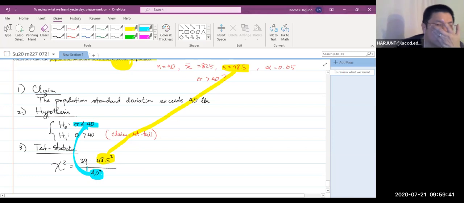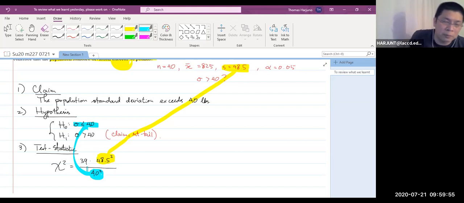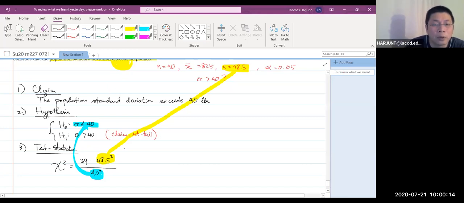The common mistake here is sometimes about do we use square terms or not? Do we square it or not? Depends on the statement though. But in these test statistic formulas, you have degree of freedom times sample variance divided by population variance. Now then it will be 39 times 48.5 squared divided by 40 squared. I get 57 point something, 57.33609.